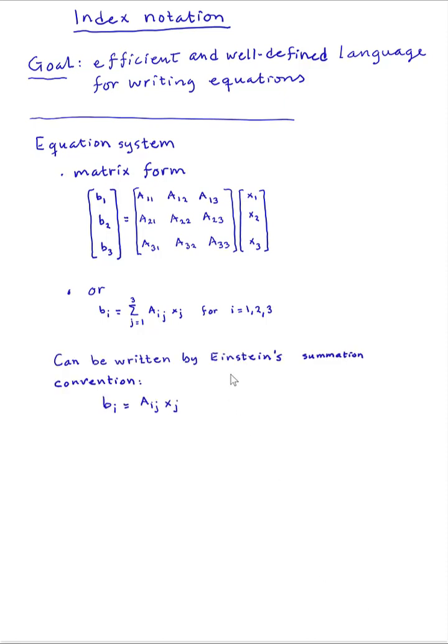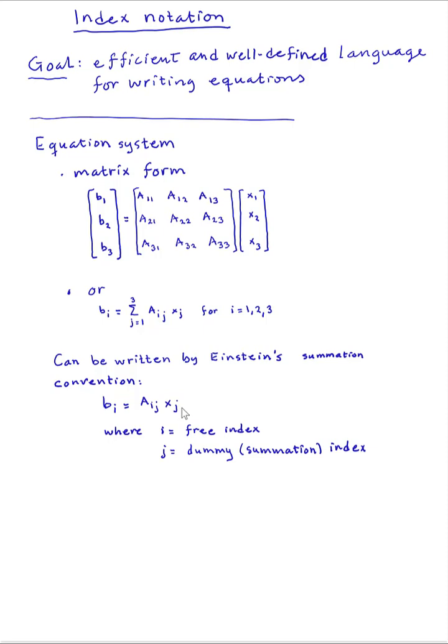If we now introduce Einstein's summation convention, which means that if an index occurs twice, that implicitly means that there is a summation symbol, we can write bi, the same as we had above, equal to aij xj. You see here that j occurs twice, so therefore it means that there is a summation symbol.